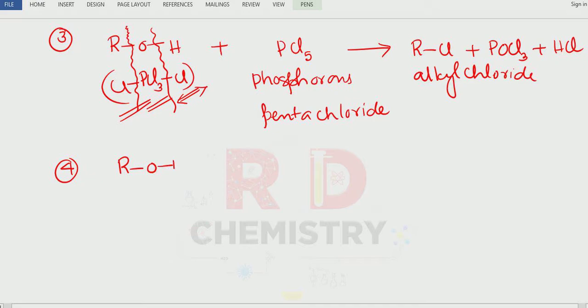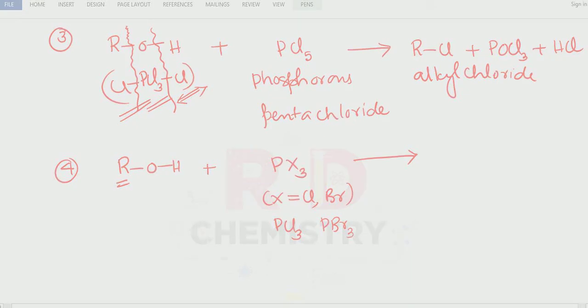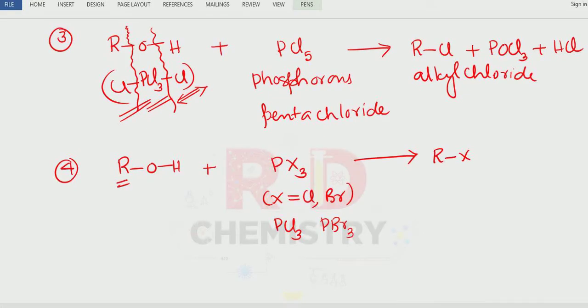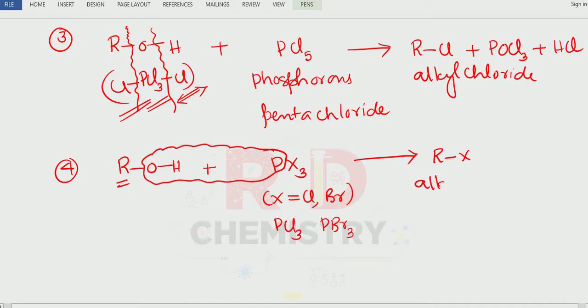Next one, the fourth one. Alcohol ROH reacts with phosphorus trihalide. X can be a chlorine atom or a Br atom, that is either PCl3 or PBr3, phosphorus trichloride or phosphorus tribromide. Now the product would remain similar. What is the product? RX, alkyl halide, which means we don't want oxygen, hydrogen or phosphorus. This is RX, in general alkyl halide. Here the halide can be chloride or bromide.